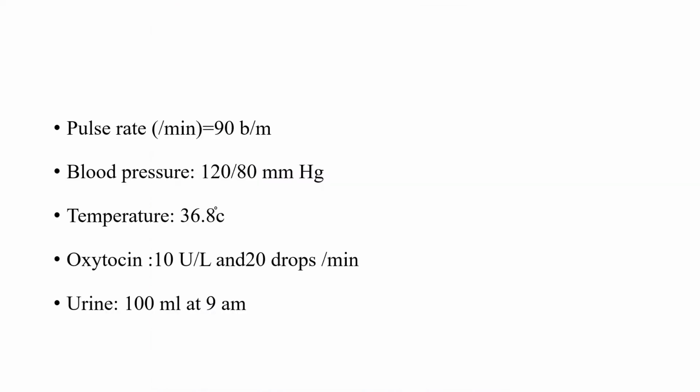You can see the information of the vital signs of the woman as well as the oxytocin and the urine output. Her pulse rate is 90 beats per minute and blood pressure is 120 by 80 mm of Hg. Temperature is 36.8 degrees centigrade and she's on oxytocin, that is 10 units per liter, at 20 drops per minute, and her urine output at 9 am was 100 ml. So this information I am going to plot in the partograph.